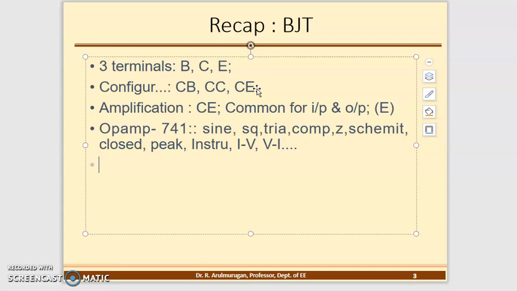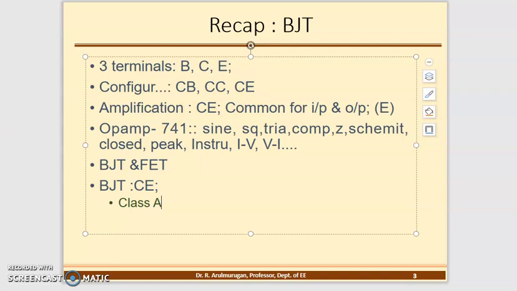Is only the op-amp possible for amplification? No. The other devices, BJT and FET, are also possible for amplification. If you want to do amplification with the BJT, you use the common emitter configuration. Such an amplifier is called class A.